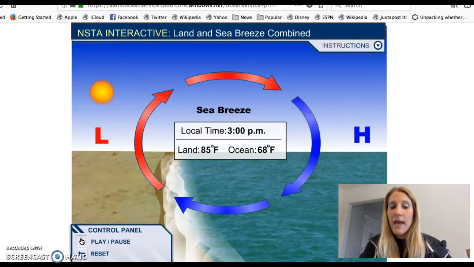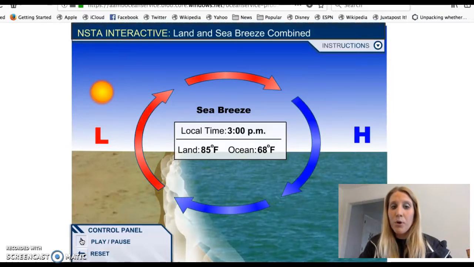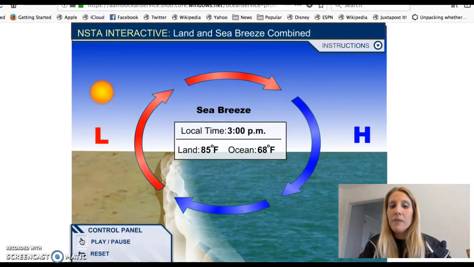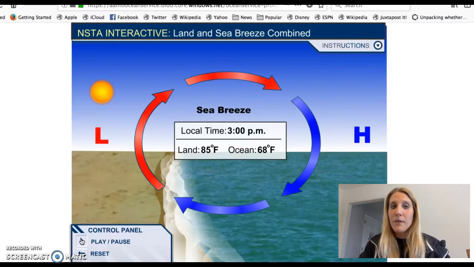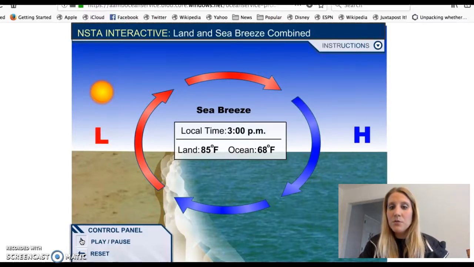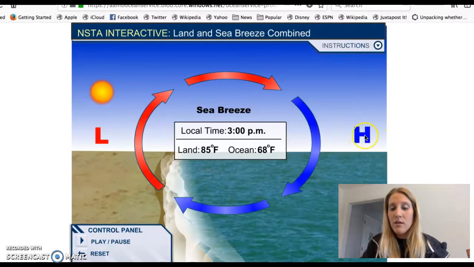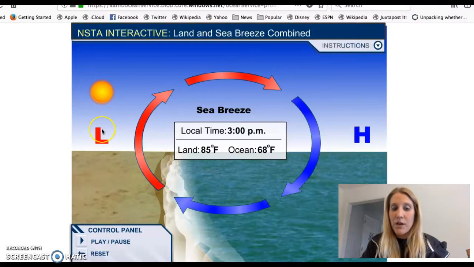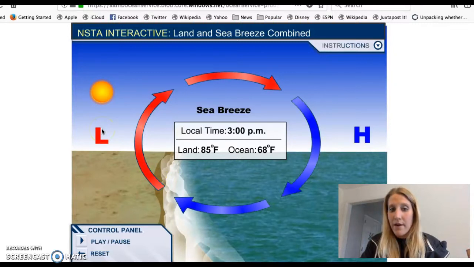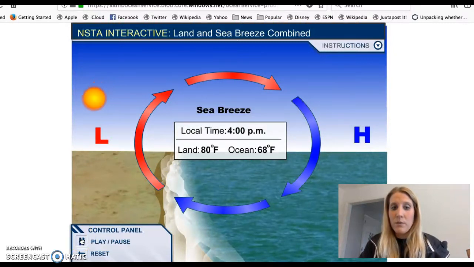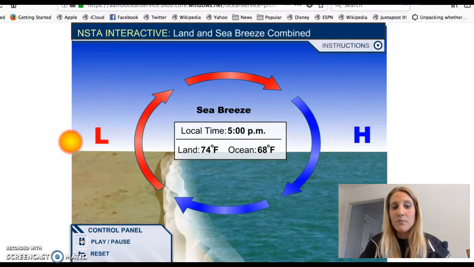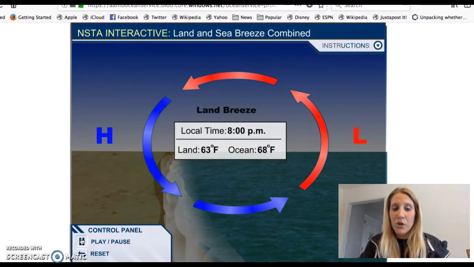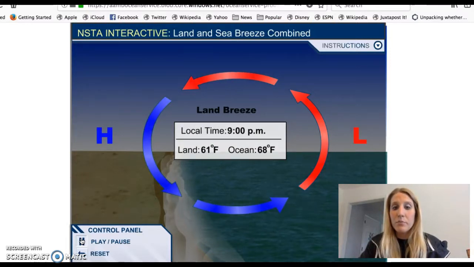When that cold air gets over land, it will push the warm air up, and when it pushes that warm air up, a breeze will be produced because wind is produced from a high pressure area, which is also cold air, to a low pressure area where it is warm air. So let's continue on and see what happens. As the day comes to an end and night comes, you will see that a switch is going to occur. A land breeze is produced.